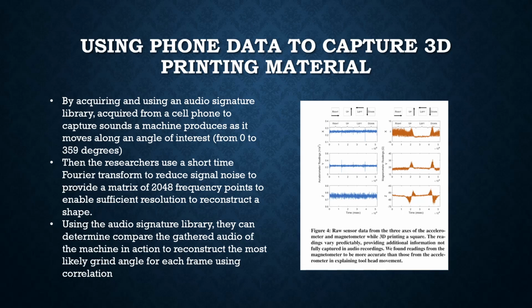You'll notice over on the right-hand side, I provided figure 4, which was taken from the paper itself: raw sensor data from the 3 axes of accelerometer and magnetometer while 3D printing a square. So the readings vary predictably, providing additional information not fully captured in audio recordings.